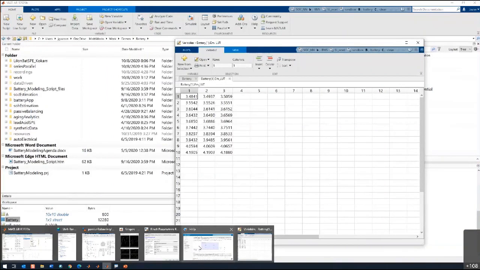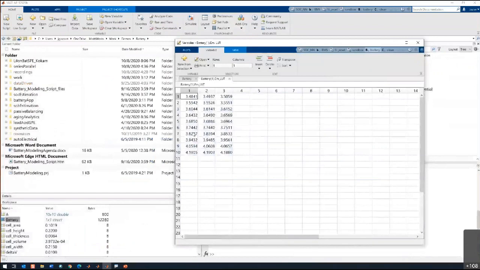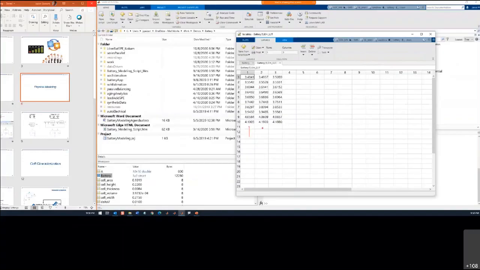E sub M stands for electromotive force. So this is the open circuit potential. So what this matrix is giving me is the volts at open circuit for three different temperatures, in this case 5, 20, and 40 degrees Celsius, at states of charge from 10% to 100%.